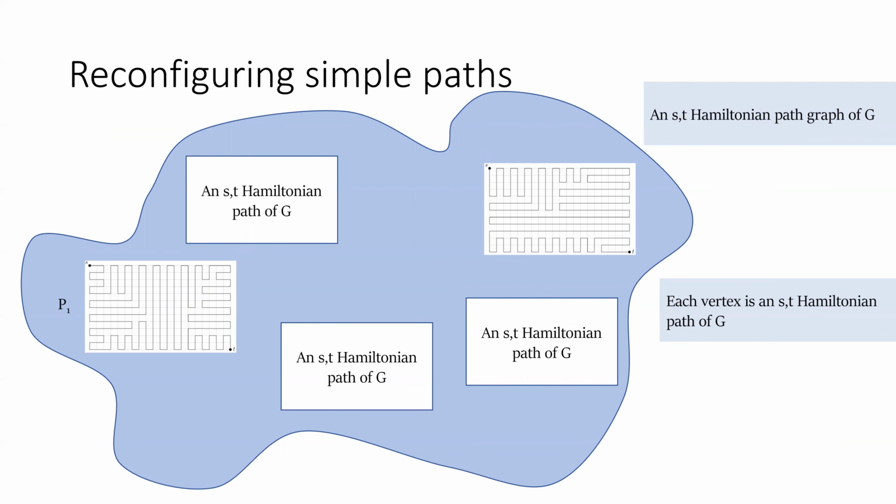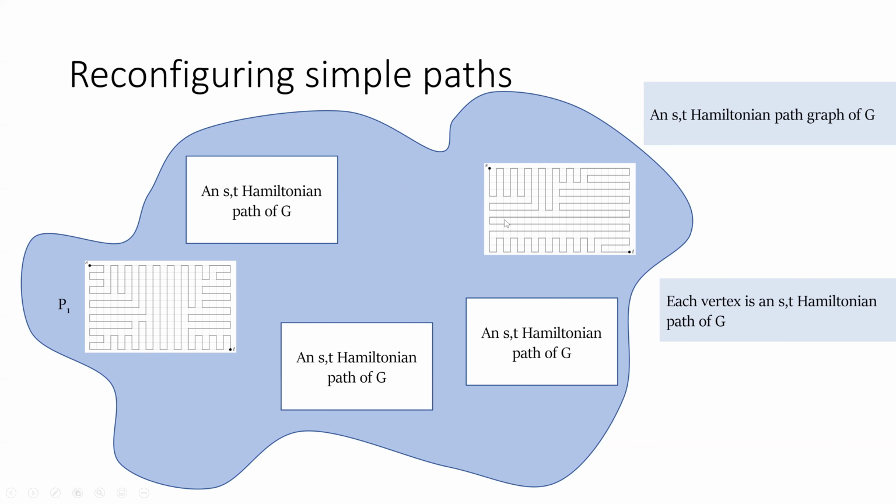Now, if we go back to our reconfiguration problems, we have this ST Hamiltonian path graph of G. I can visualize this in terms of this ST Hamiltonian path graph of G. Here, each vertex is an ST Hamiltonian path of G. So we can visualize this as the solution space of the Hamiltonian path problem of G.